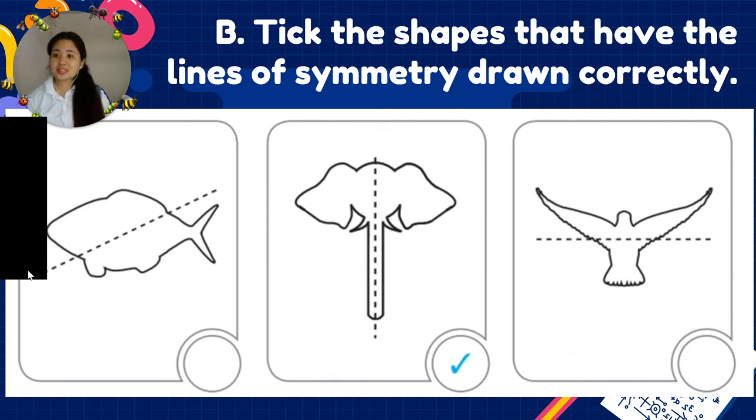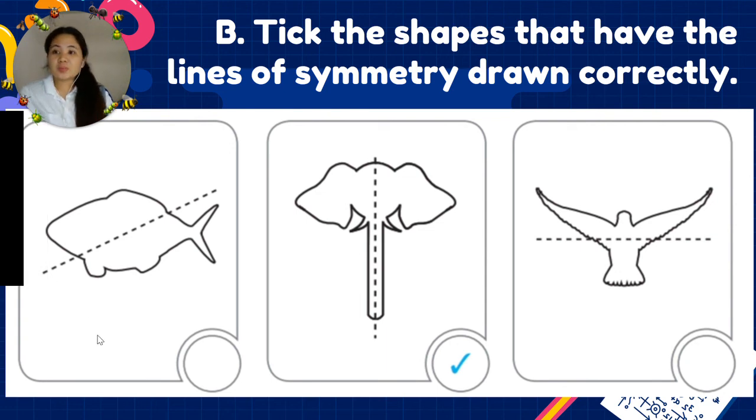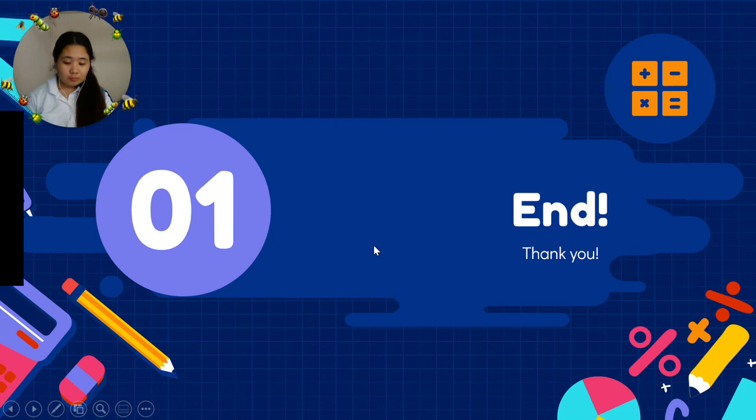Okay, so that's it. Remember your lines of symmetry. So for next meeting, we will proceed to letter C. That is to draw the line of symmetry, and then we have to count how many lines of symmetry in a shape.